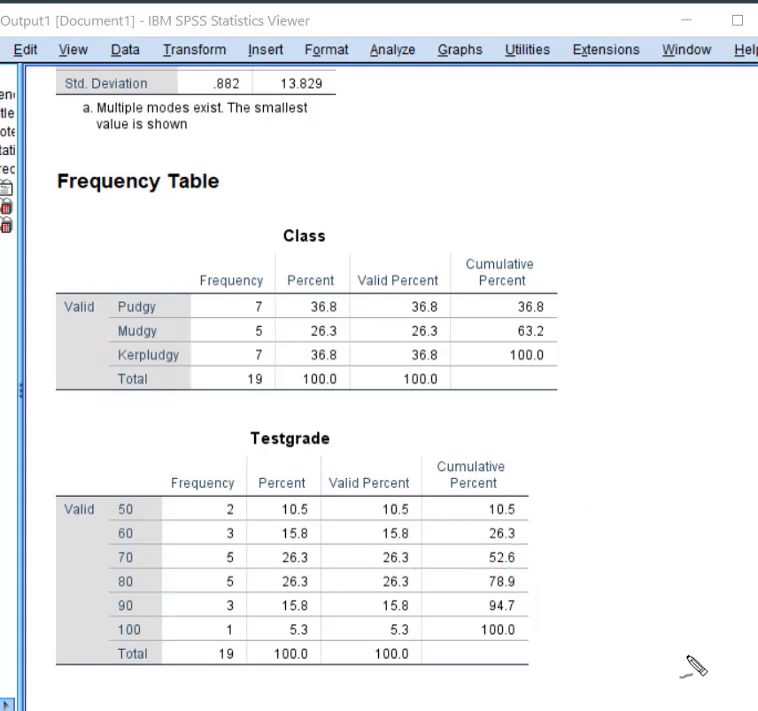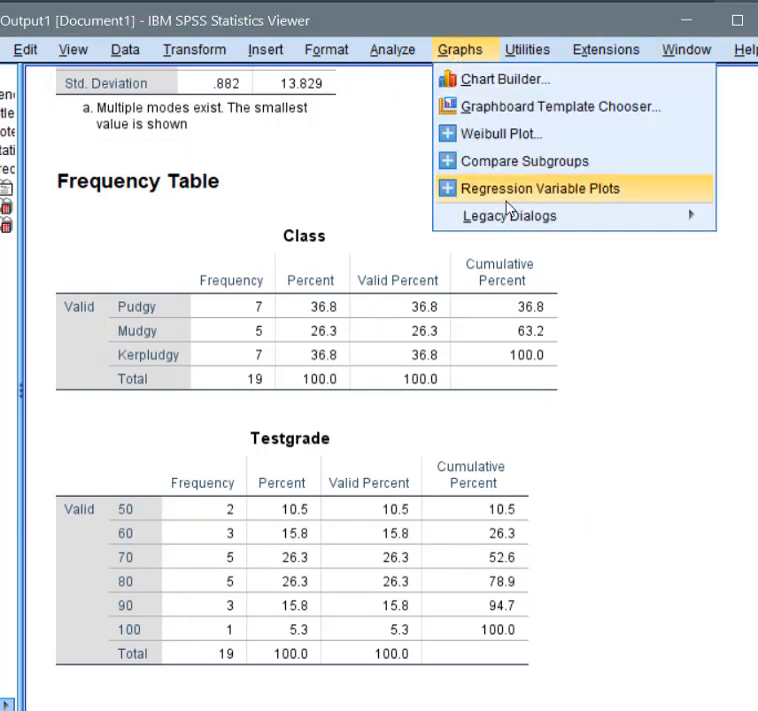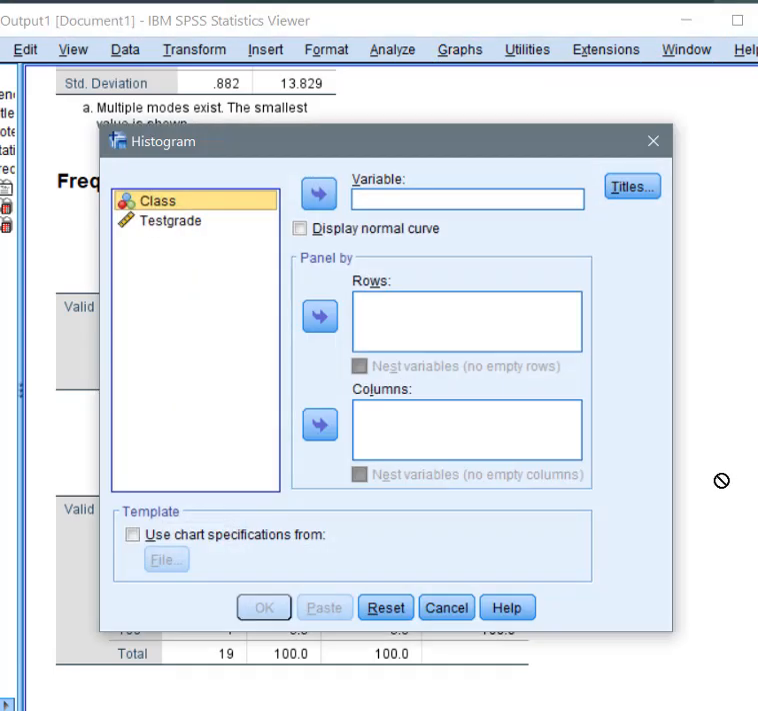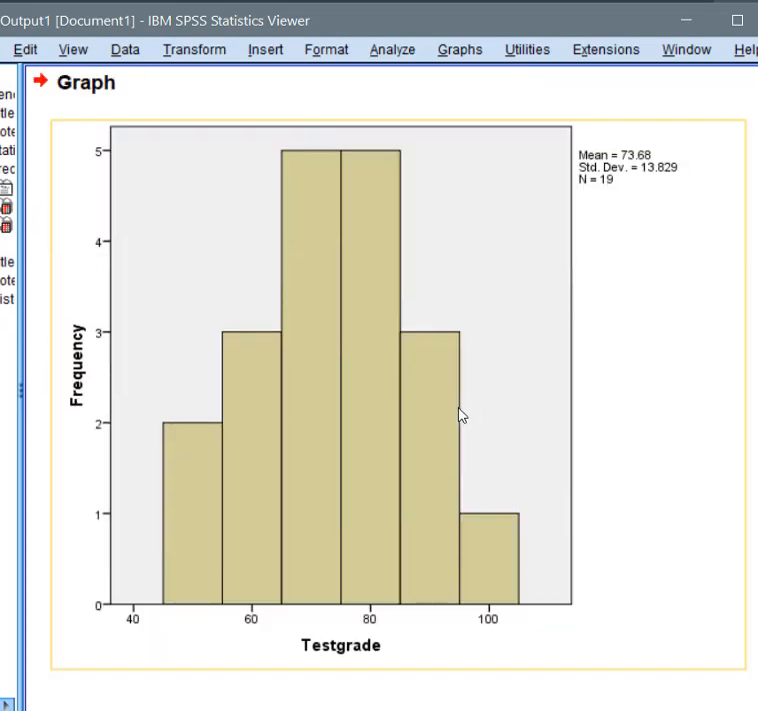All right, moving on. B2 says graph the frequency distribution of test grade. So test grade is a quantitative variable, so I'm going to want to use something that's appropriate for a quantitative variable. My go-to is the histogram. So I'm going to go down to that, and then I'm going to take test grade and move it over here for the variable, and that's all I need to do. It'll give me a histogram. So I hit OK, and here is my histogram.